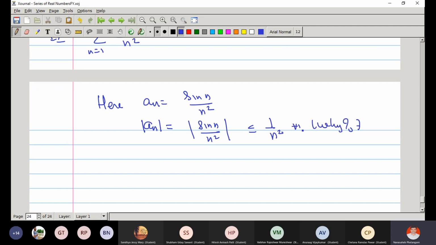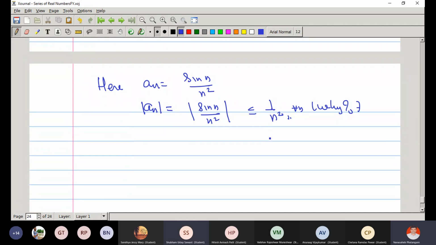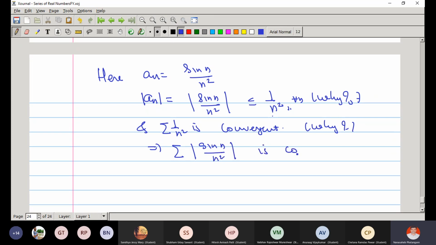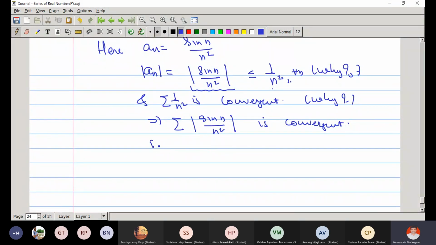And the series 1 by n square is convergent. That we know. Therefore, the bigger series is convergent. Therefore, can I say that the sum of absolute value of sine n upon n square is convergent? Because whatever the absolute value of sine n upon n square is, it is less than or equal to 1 by n square, and the 1 by n square series is convergent. Therefore, this is convergent.